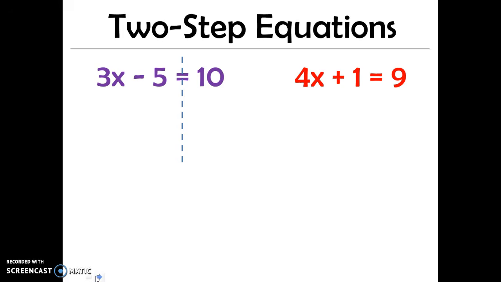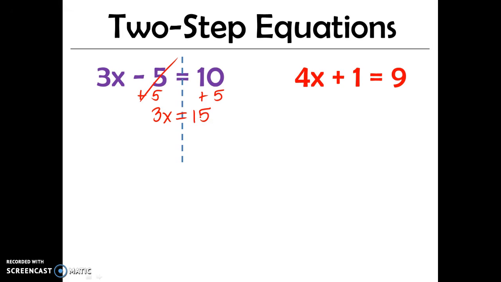The first thing you want to do is remove any constants, any numbers that are not with the variable, to the other side. So if I'm looking at 3x minus 5, I see the 3 is with the x, so I don't want to touch that yet, but I do see minus 5 all by itself. To get rid of it, do the opposite. I'm going to add 5 to both sides. Those go away, and I'm left with 3x equals 15.